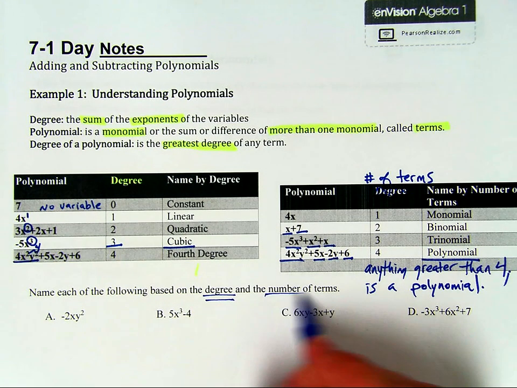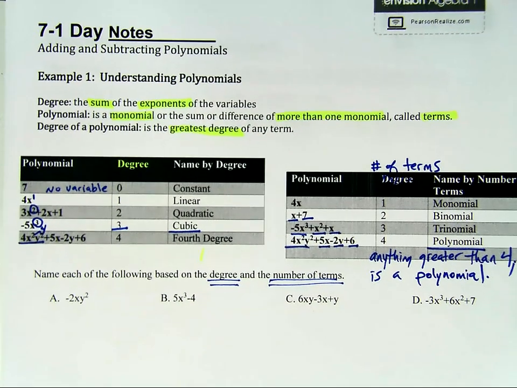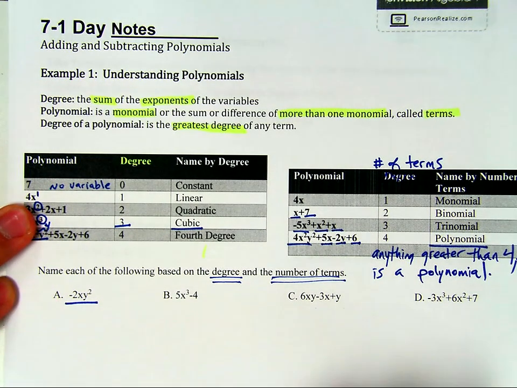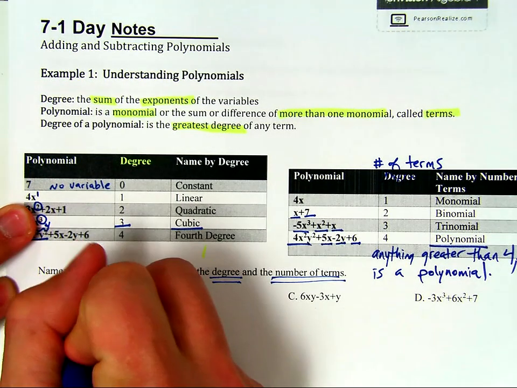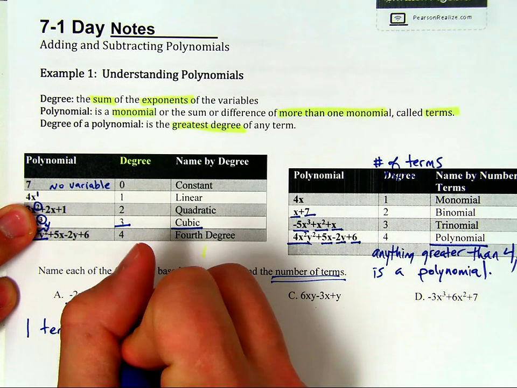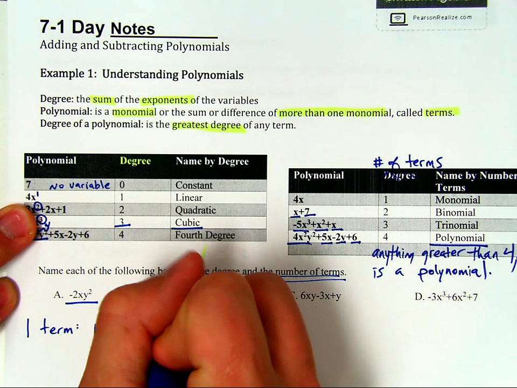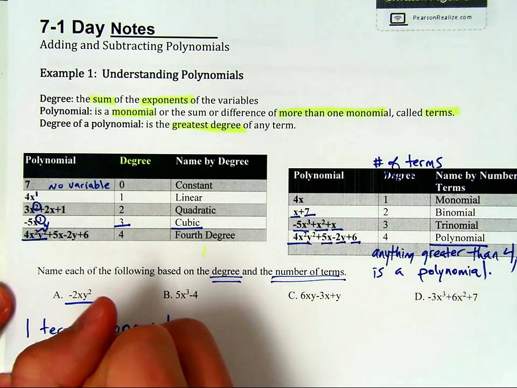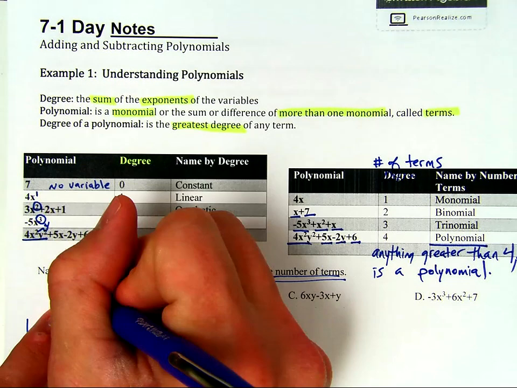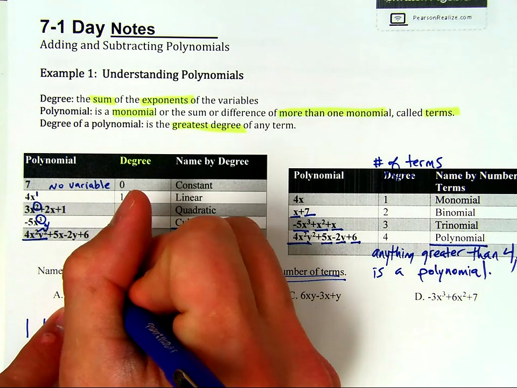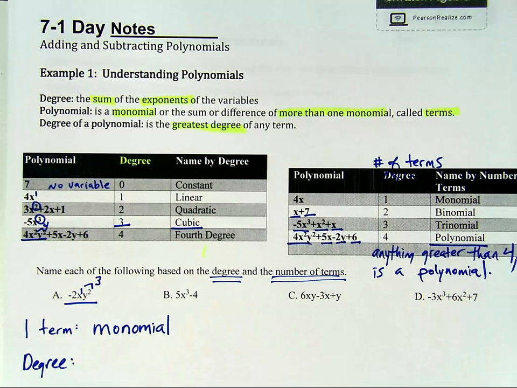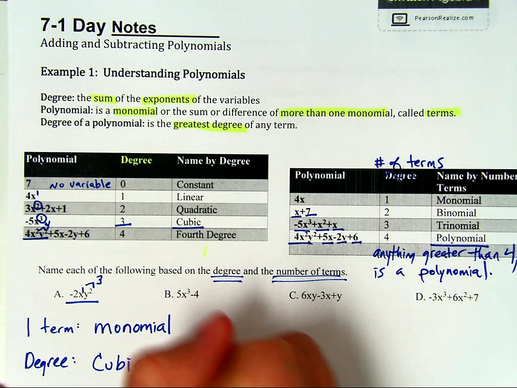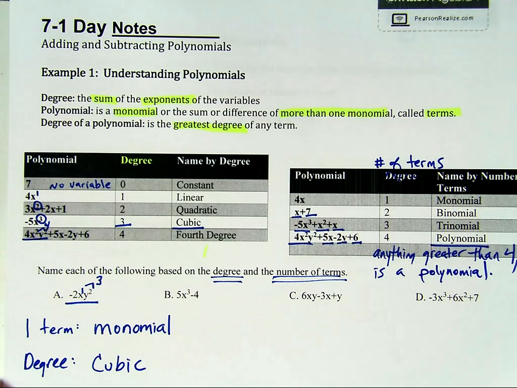All right, so we're going to take a look at some just naming these here. So we're going to name it 2 ways. We're going to name it based off the degree and the number of terms. So for the first one, there's just one term. That means it is a monomial. However, the degree, the x has an exponent of 1, this has an exponent of 2, so the degree is 3. So it is a cubic.